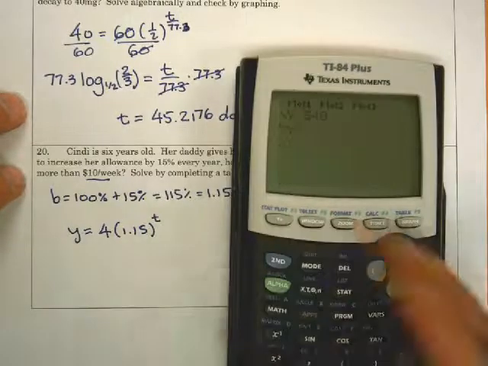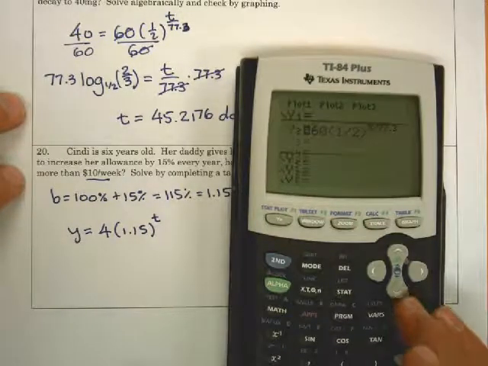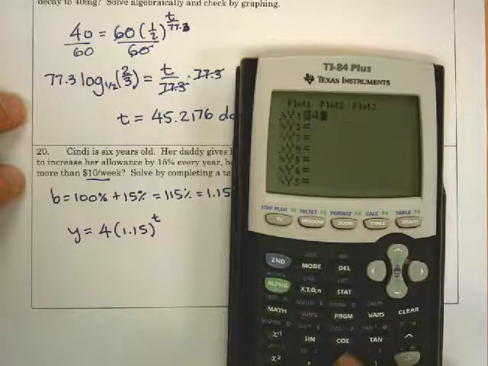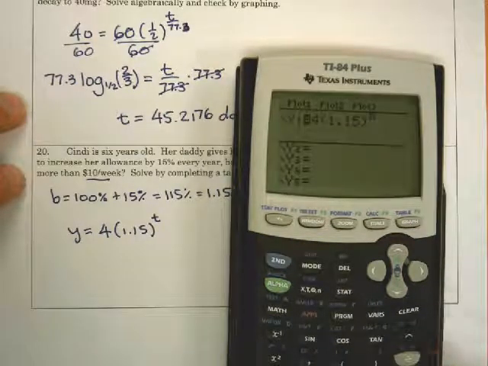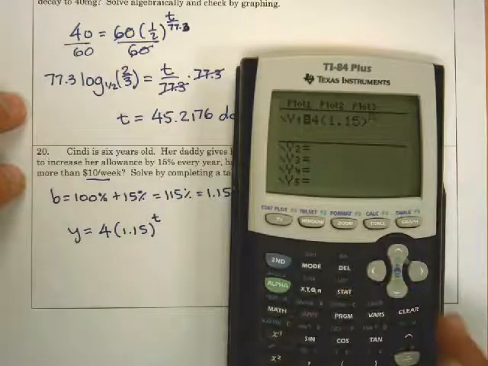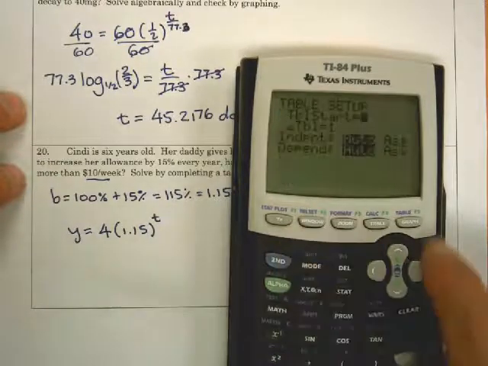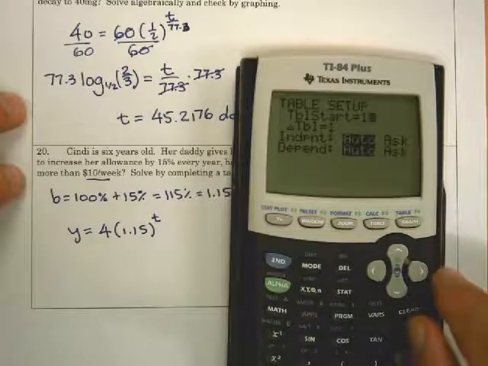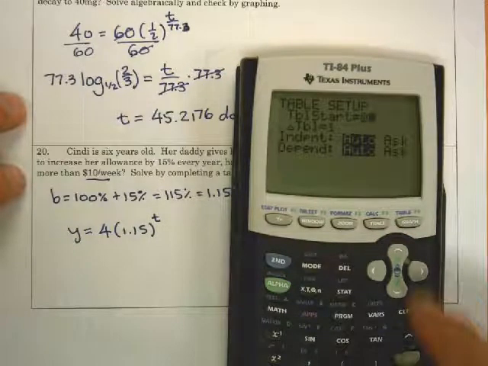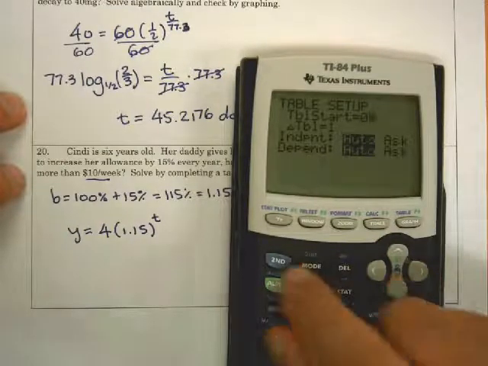So I'm going to just type this in here. Give me a second. 4 with a 1.15 base. And let's set up our tables. I'm going to start right at the start. Actually, I'm going to start at 0. And automatic mode. Okay, that should do it.